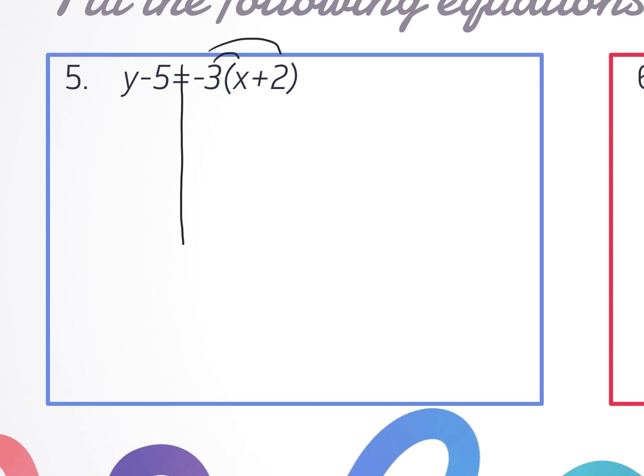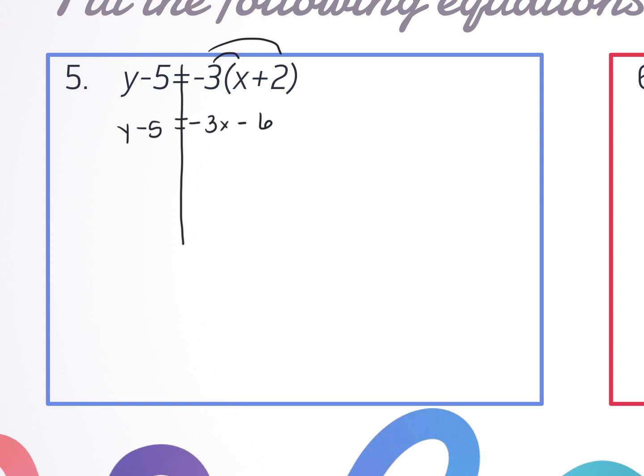So negative 3 times x is going to give me a negative 3x. And a negative 3 times a positive 2 is going to give me a negative 6. So on the right side, I have negative 3x minus 6. And my left side for right now is just going to stay the same. I haven't done anything with it, so I'm just going to put that back on there. Okay, now I have y minus 5 equals negative 3x minus 6.